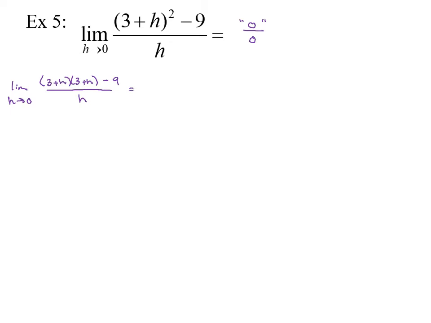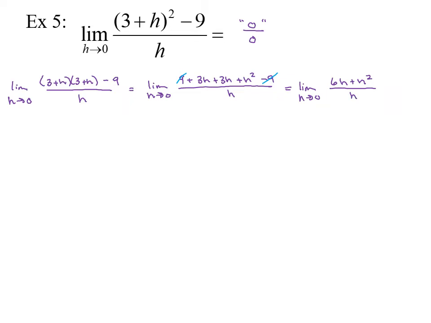Foil those first two terms together. This is the limit as h goes to 0 of 9 plus 3h plus 3h plus h squared minus 9, all over h. Well, one good thing comes of this. This 9 minus this 9 does go away, and you're left with the limit as h goes to 0 of 6h plus h squared all over h.